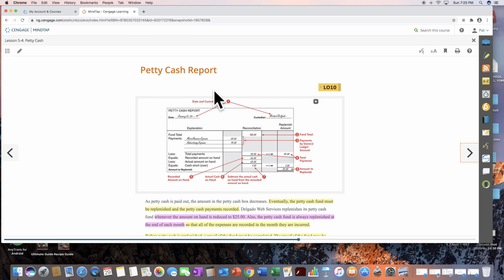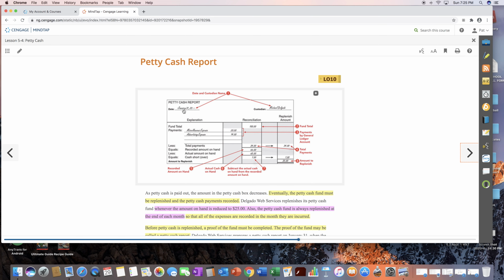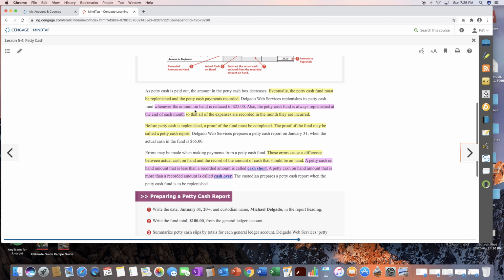So, here's the petty cash report. We established a petty cash fund on January 19th. Now we're getting to the point where it's the end of the month. It says eventually the petty cash fund must be replenished and cash payments must be recorded. Delgado sets up a system where once the amount of cash on hand is reduced to $25 or lower, they will replenish the petty cash fund. But it's also replenished at the end of the month. Another thing you see in the study guide.